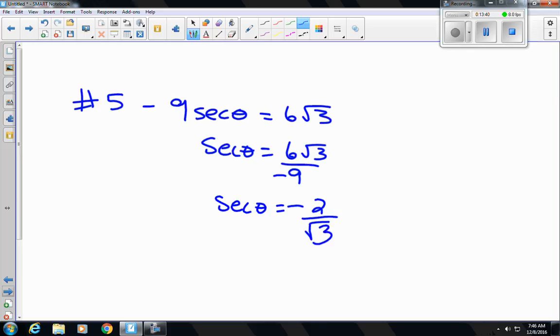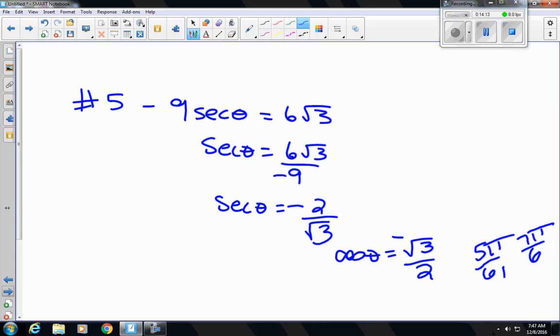Okay, now, if I have a secant, I really need to think in terms of cosine. So this is, where is the cosine of theta? Root 3 over 2. And where is that? It's negative. That's at a 30 degree. So that would be something over 6. So we've got pi over 6, 5 pi over 6, 7 pi over 6.